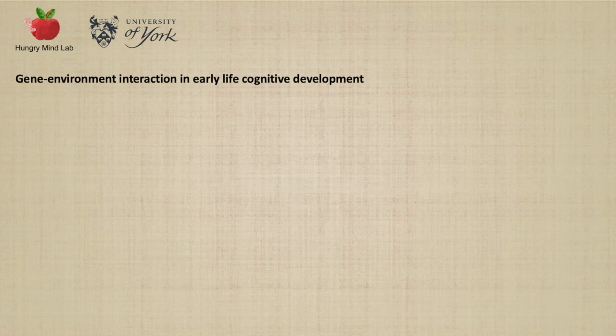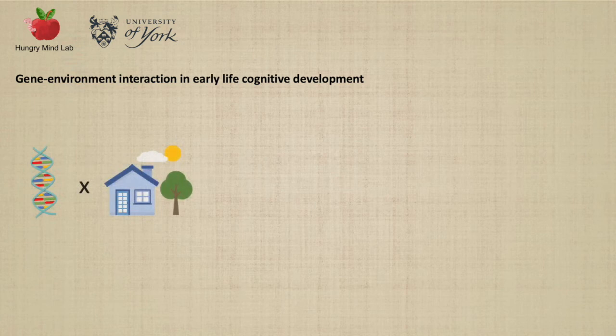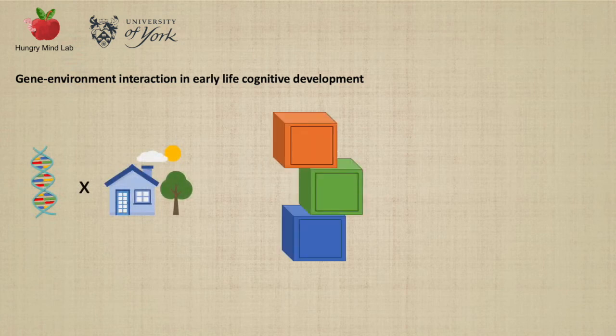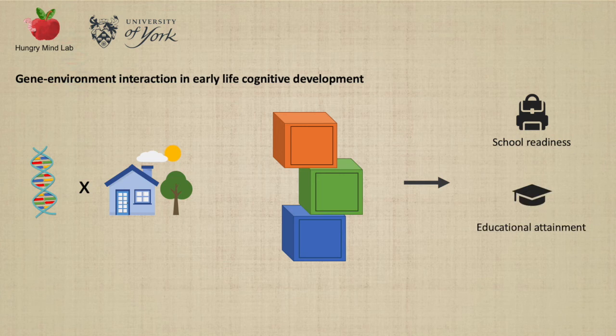Here at the Hungry Mind Lab at the University of York, we're researching gene-environment interaction in early life cognitive development. We want to find out how important gene-environment interactions are for children's early development. The development of children's cognitive skills in the first few years of life affects school readiness, educational attainment, and a variety of other outcomes later in life.